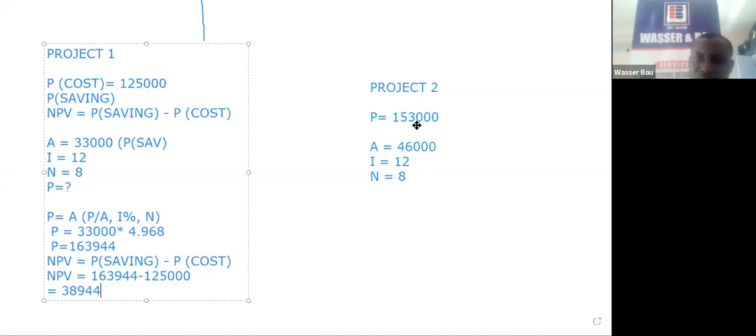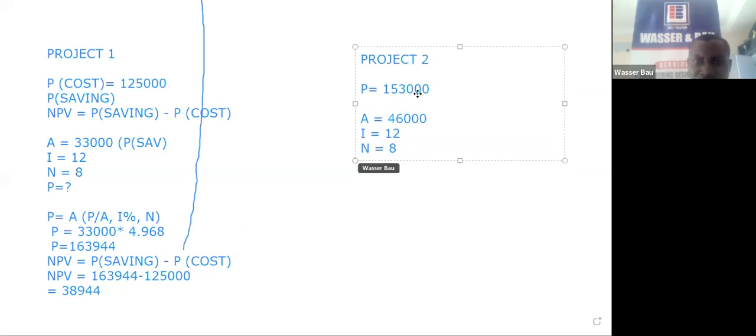So let's look at the second project now, the NPV of the second project. So we'll do the same thing we did here. So here, we'll be looking for the P as well. So the formula now is P equals to what? A, it's going to be the same ratio value. P divided by A, comma Y percent, comma N. And that will give you P equal to what?